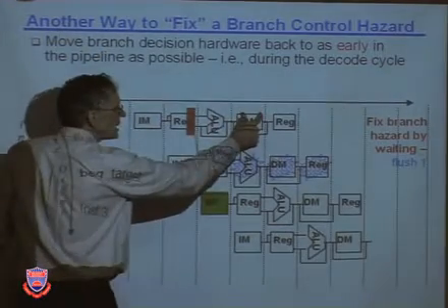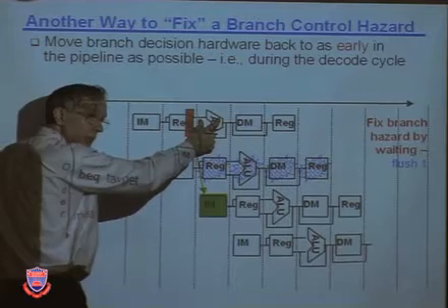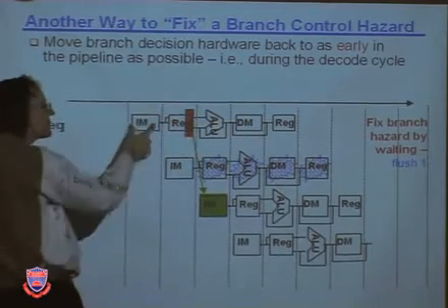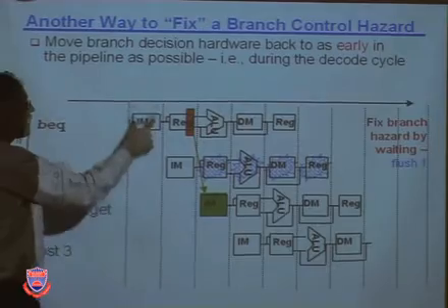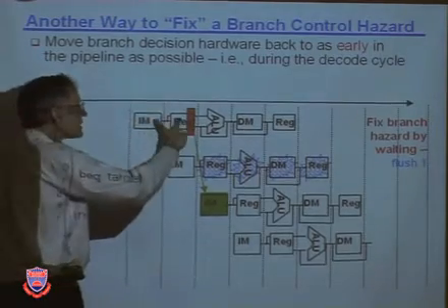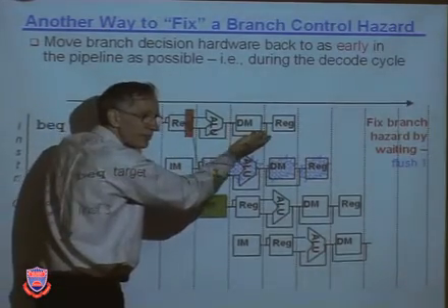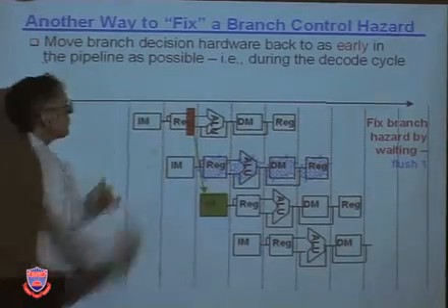We're making the decision here. What if we could move it to here? Then we'd only have 2 flushes. What if we could make it here? We'd only have 1 flush. What if we could make it here? No flushes. CPI of 1 if we make the decision here. CPI of 2 if we make it here. CPI of 3 if we make it here. Right now we have CPI of 4. So we want to move the decision point back.